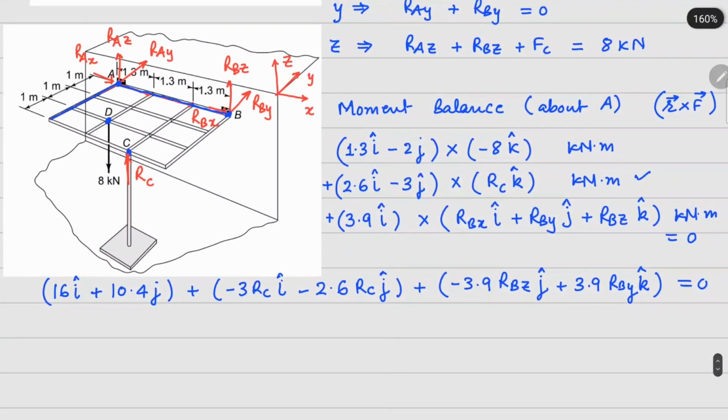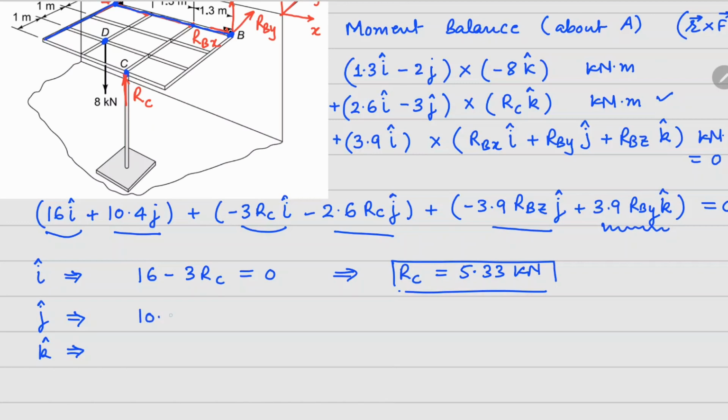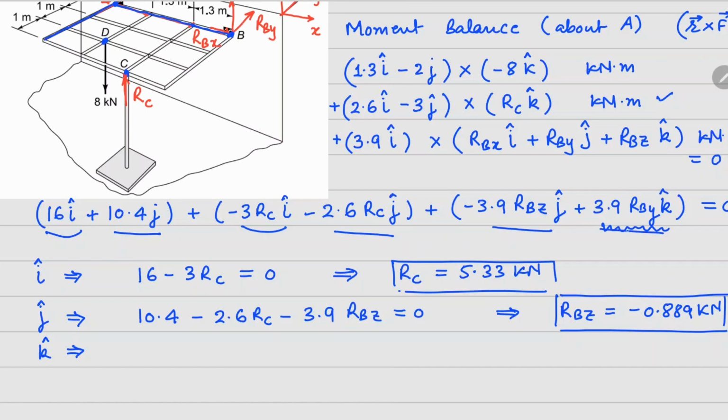Now this is a vector equation, so we have to collect all the i cap terms together, all the j caps together, and the k caps together. So from the i cap equation we get 16 minus 3 RC equals 0, and this gives us RC equals 5.33 kilonewtons. From the second equation, the j cap equation, we get 10.4 minus 2.6 RC minus 3.9 RBZ equals 0. So with this, substituting the value of RC, we get the value of RBZ, which is minus 0.889 kilonewtons. And the last k cap equation right here is going to give us RBY equals 0.